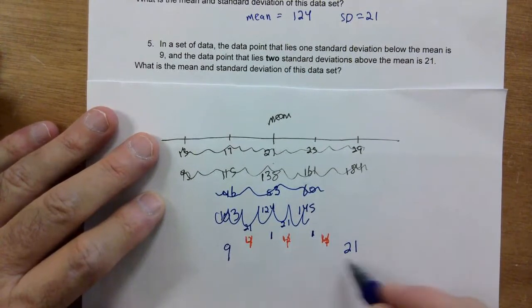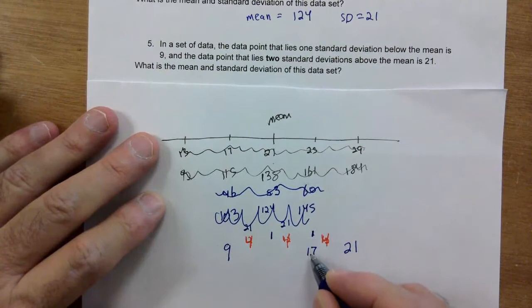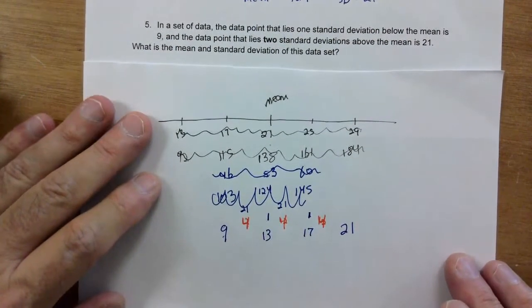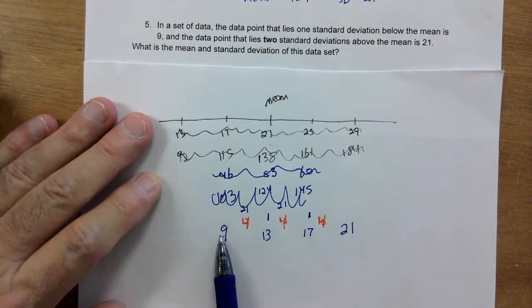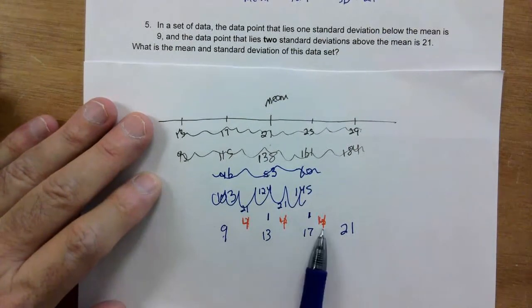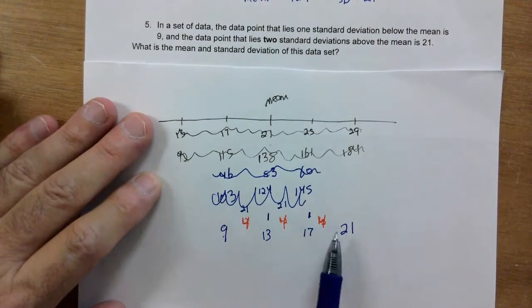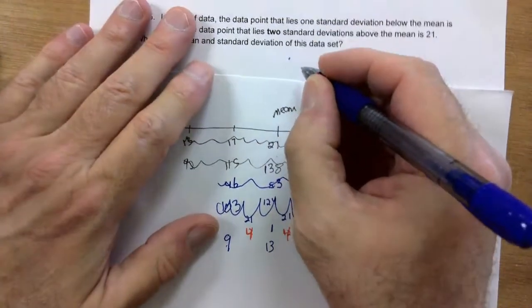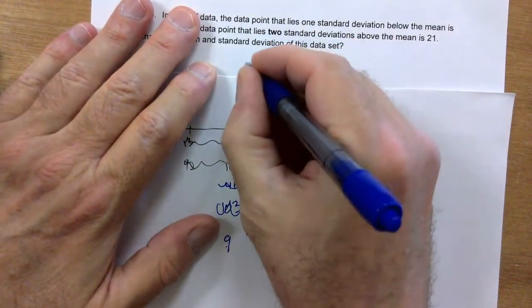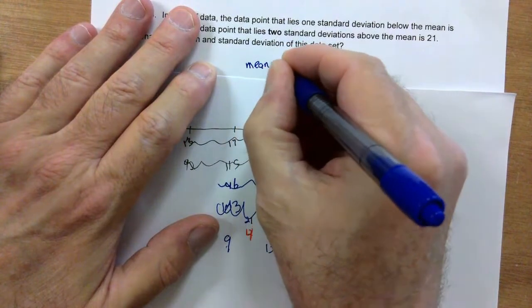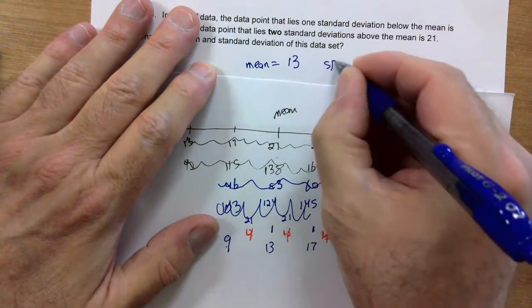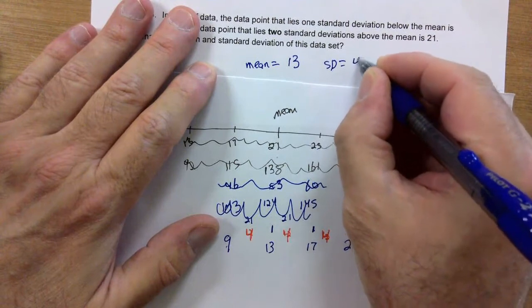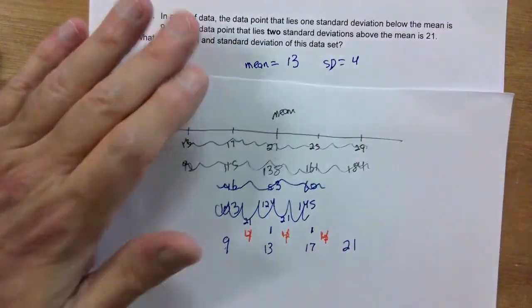Yep, that's it. I can back up here. This is 17. Take away 4, that's 13. Take away 4, that's 9, so it works out. Sorry about that. The difference is 12, so divide by the 3 spots. They have to be equal, so 4 is the standard deviation. The mean then is 13, and the standard deviation is 4.